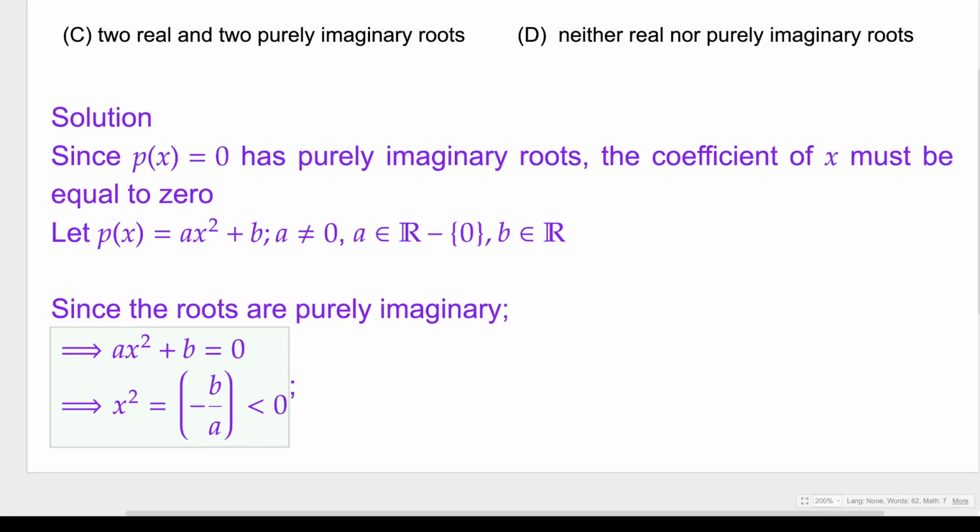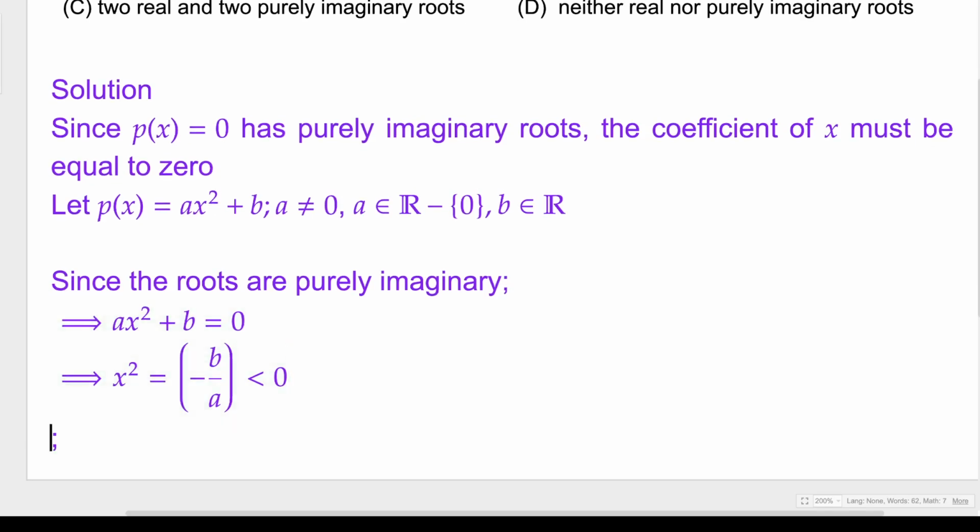So from this one we can state that the coefficient of x square, which is a, and the coefficient of x to the power 0, that is b, where x is definitely non-zero. So a and b are of the same sign. So this is the idea.